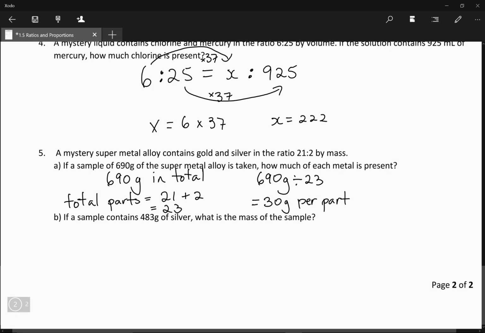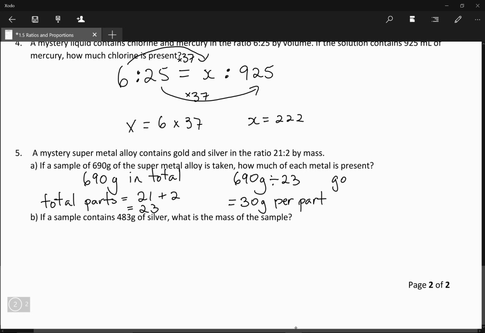Okay, so that means if I look at gold, that's going to equal, if I have 30 grams per part, and I have 21 parts, then I should have 630 grams of gold. And what about silver? Well, for silver, again, if it's 30 grams per part, I'm going to say 30 times how many parts of silver? Well, I have 2 parts of silver, and that's 60 grams. Okay, so my ratio of gold to silver is 630 grams of gold and 60 grams of silver.